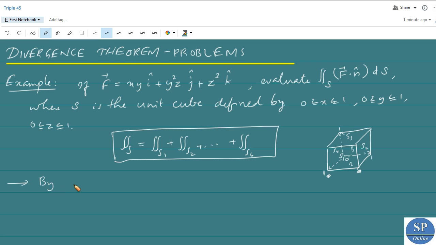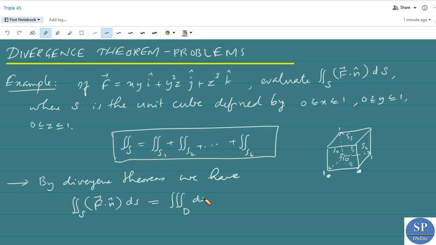By divergence theorem we have surface integral over s f dot n ds is equal to triple integral over d divergence of f dv, where d is the solid bounded by the surface s.